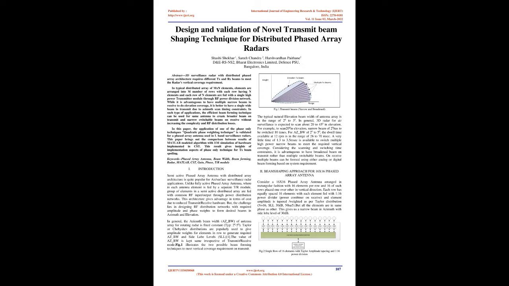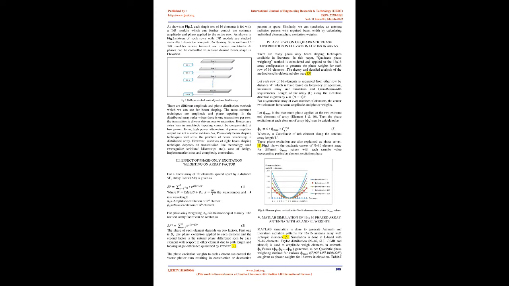Fig. 1 illustrates the two possible beam forming techniques to meet the vertical coverage requirement on transmit: multiple TX beams, or a broadened TX beam. Fig. 1. Transmit beams, narrow and broadened. The typical natural elevation beam width of the antenna array is in the range of 2° to 3°. In general, a 3D radar for air surveillance is expected to scan about 20° to 45° in elevation. For example, to scan 20° in elevation, a narrow beam of 2° has to be switched 10 times.